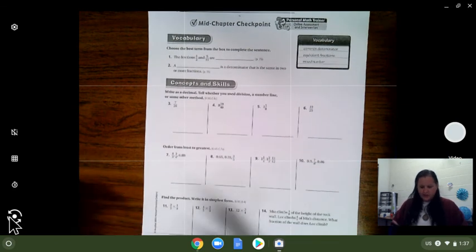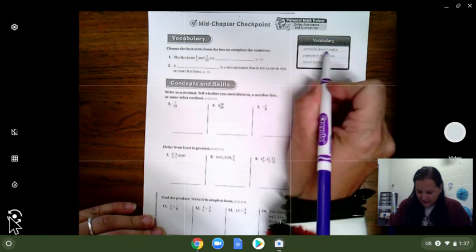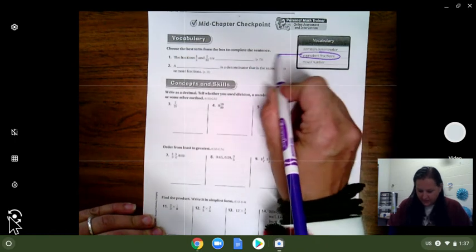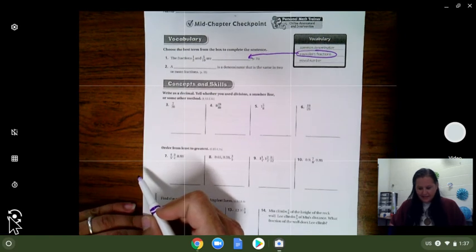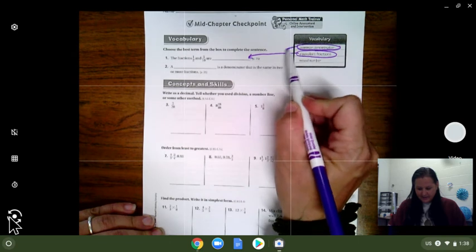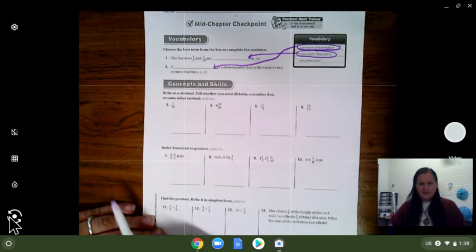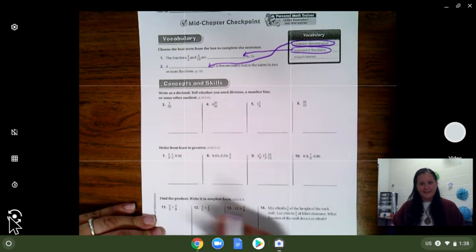So number one, the fractions 1/2 and 5/10 are equivalent fractions. So equivalent fractions will go here in this blank. A blank is a denominator that is the same in two or more fractions, and that is a common denominator. Common denominator is the same in two or more fractions. So make sure you study those two words. They are also on the final test.